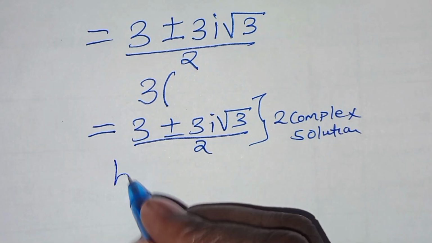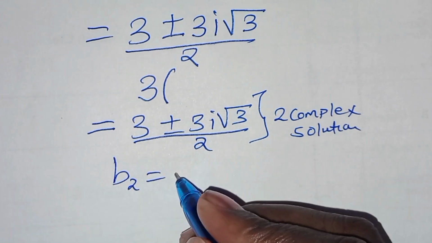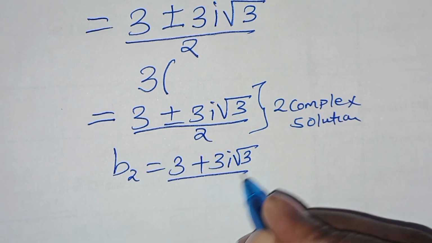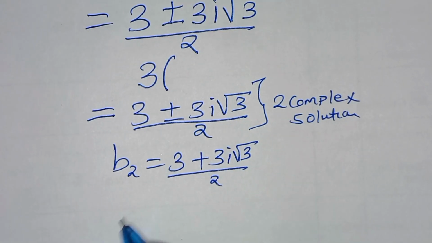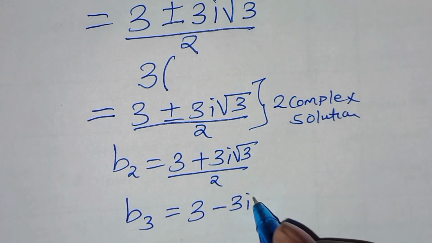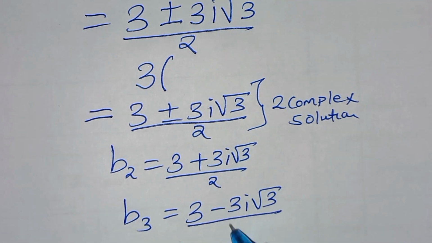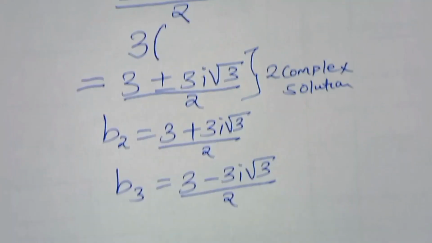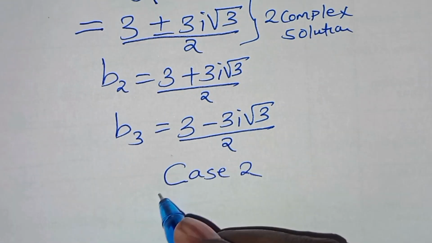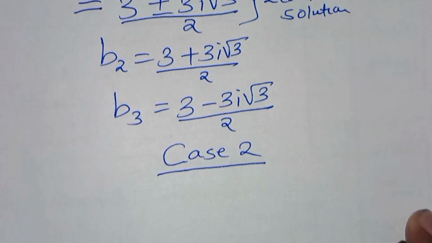That is, b2 is equal to 3 plus 3i square root of 3 divided by 2. And we have that b3 is equal to 3 subtract 3i square root of 3 divided by 2. So let's proceed to case 2.